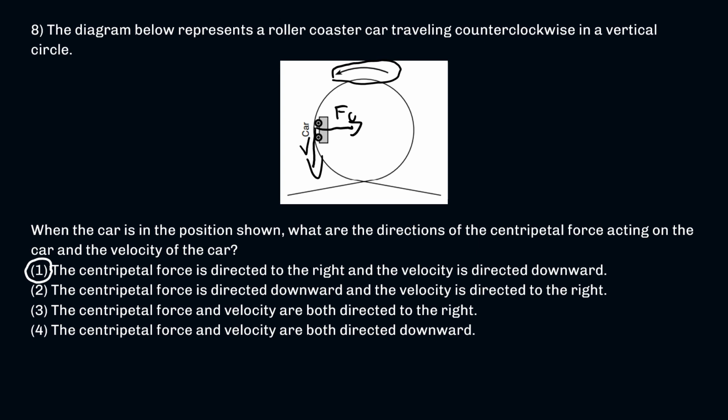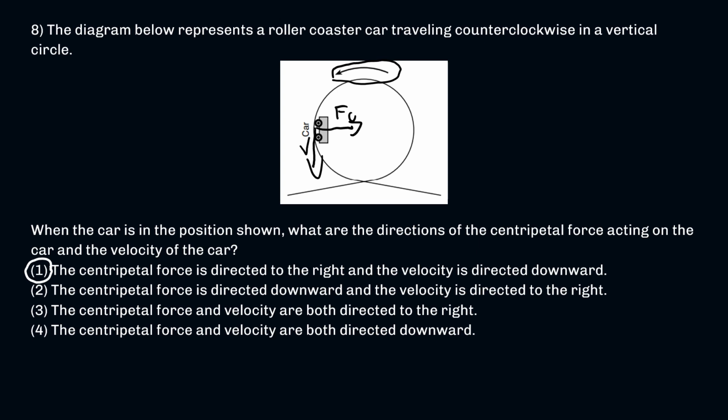3, centripetal force and velocity are both directed to the right. Again, that's just a mix-up of the velocity. It's not going to be directed to the right at that position, and they should never be in the same direction from what I can see. Yeah, they shouldn't be in the same direction ever. 4, same thing there, both directed downward. That would also be incorrect.